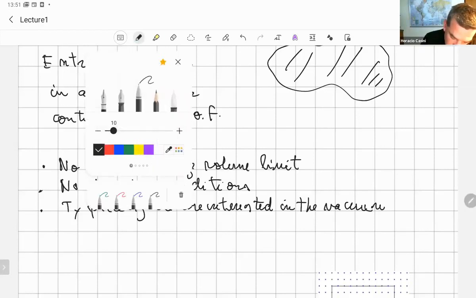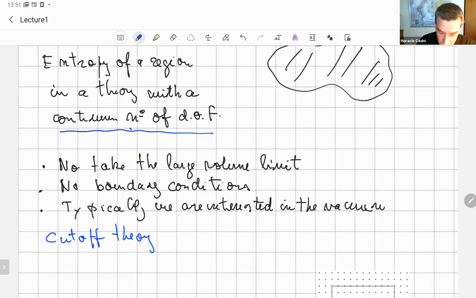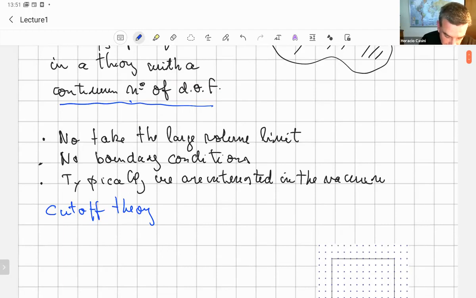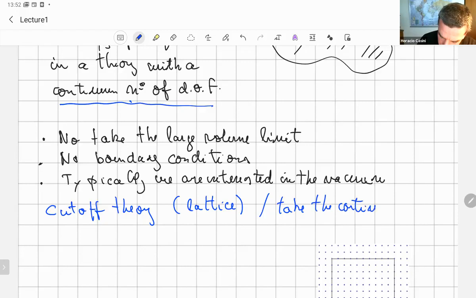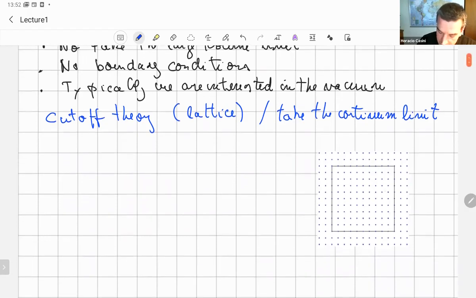So I will take a pedestrian approach to this, and we will think in a cutoff theory, because we have to deal with the infinite, the continuum number of degrees of freedom. So this will cause us some problems, but let us start thinking in a cutoff theory. So for example, a lattice. And then we will take the continuum limit. For example, here I have plotted a square in a square lattice in two spatial dimensions, and we want to understand how the entropy of this region behaves.